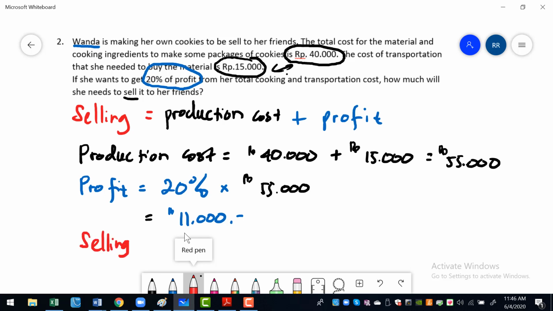And so we go to the final calculation, which is the selling price, which is equal to the production cost, which is 55,000, added with the profit. Then the selling price will be equal to 66,000 rupiah.